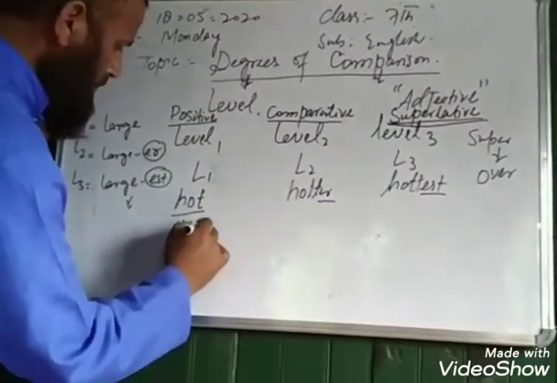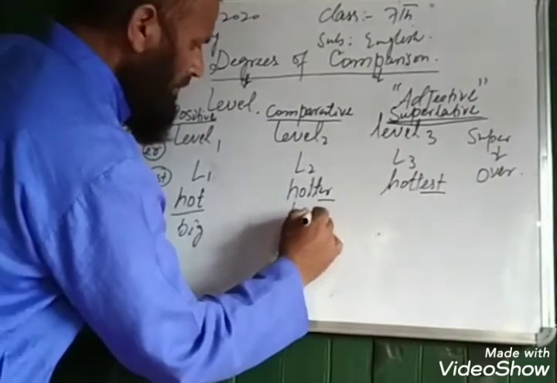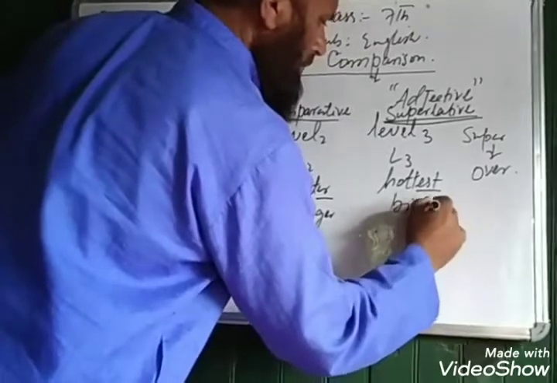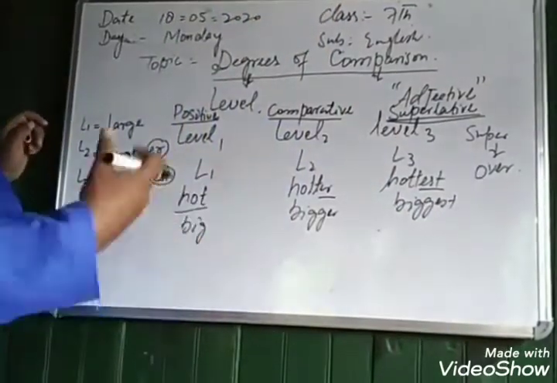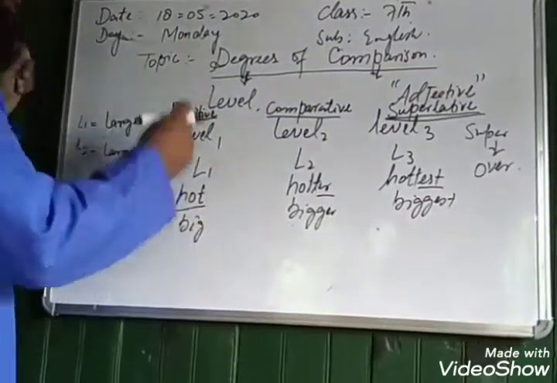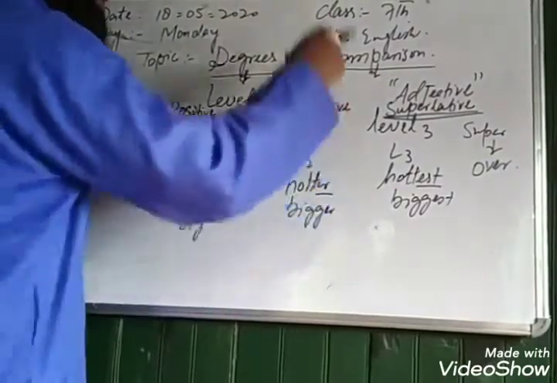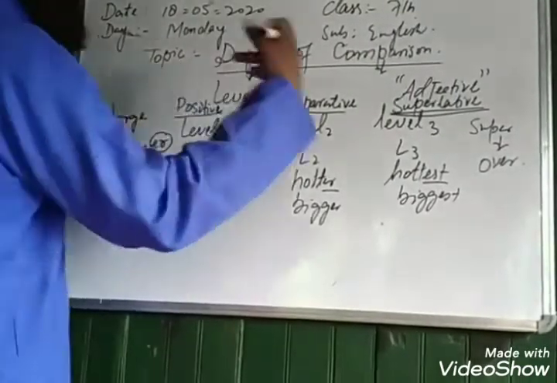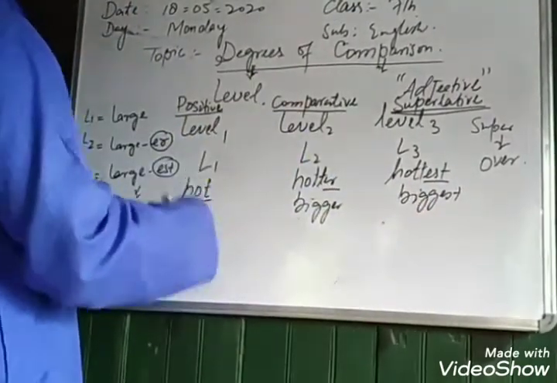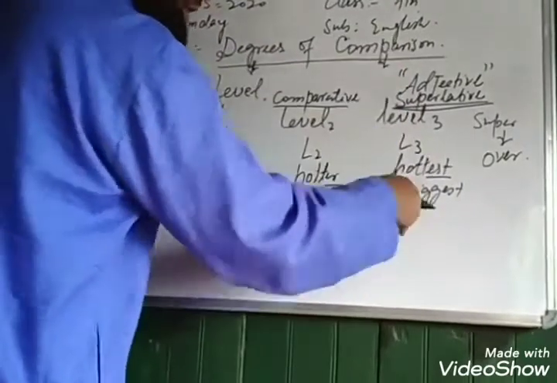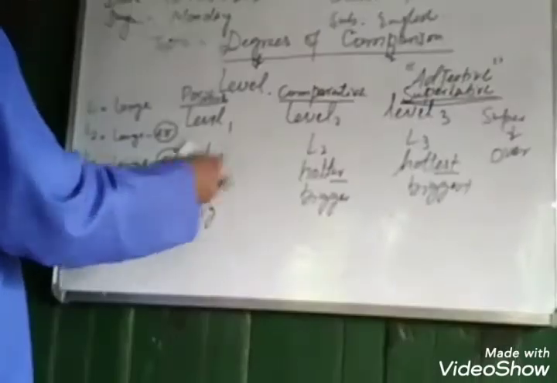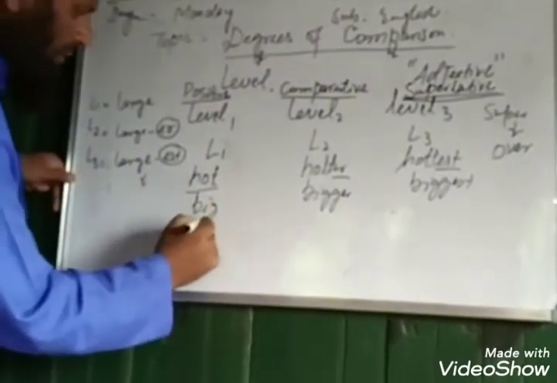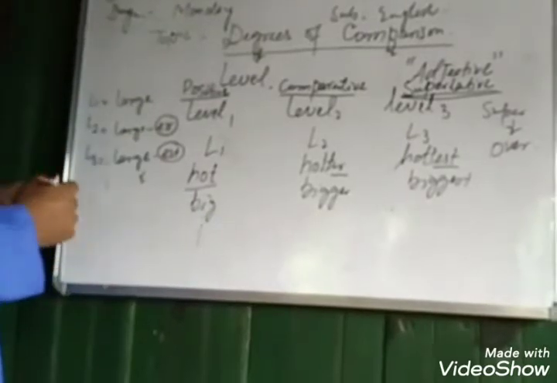Big, bigger, biggest. Now you can make your own words. I will give you level 1 first, and you have to make level 2 and level 3. Sometimes I will give you level 2, and you have to make level 1 and level 3. And sometimes you will have the third level word, and you will make the first level and level 2. Like this, you can write many words.